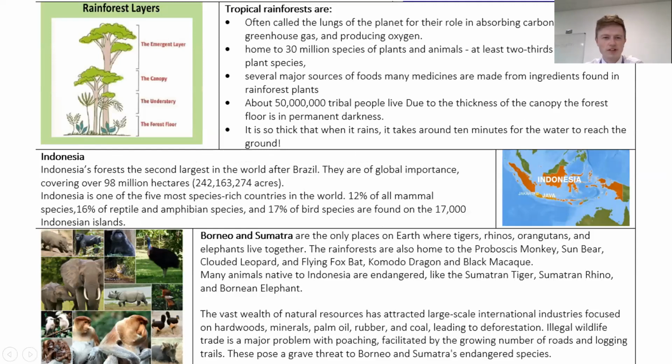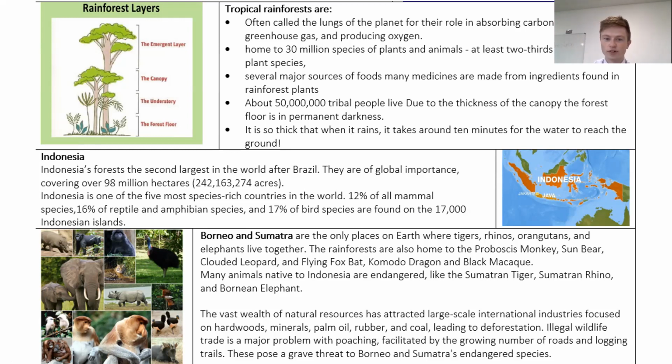But I want to get a bit more specific. So what are tropical rainforests? Tropical rainforests are home to 30 million species of plants and animals, which are at least two thirds of the world's plant species. Tropical rainforests are often called the lungs of the planet for their role in absorbing carbon dioxide, which is a greenhouse gas, and they produce oxygen from this. So they take in the carbon dioxide and they produce the oxygen.